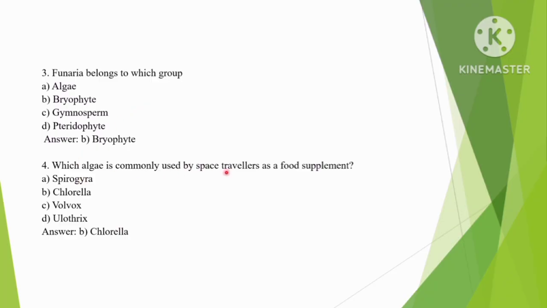Which algae is commonly used by space travelers as a food supplement? One of the frequently asked questions in most of the competitive exams. Right answer is option B, Chlorella. It's a unicellular green algae which is rich in proteins, vitamins, and minerals and has high photosynthetic efficiency. NASA considered it for oxygen regeneration and nutrition in space missions.